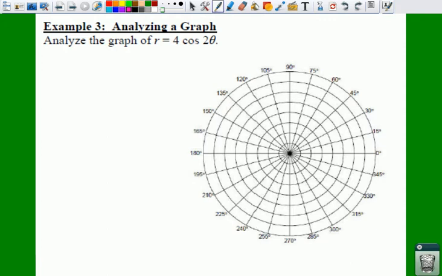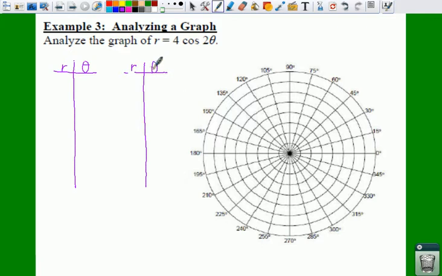Here for example 3, it says to analyze your graph of r equals 4 cosine 2 theta. So we are going to have to graph this. So when you make your table of values, it's like we have in the past. So we're going to do your first and your second quadrants, and then we'll do our third and our fourth.